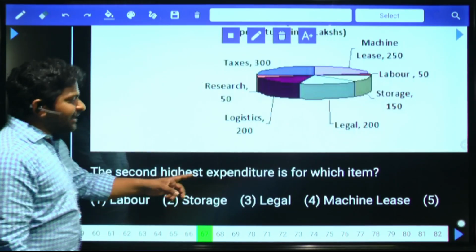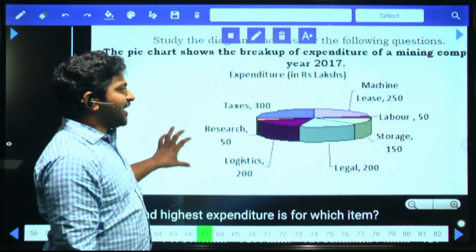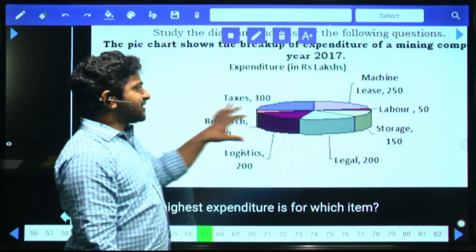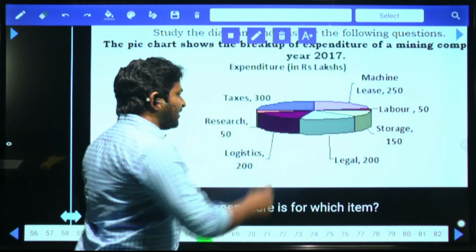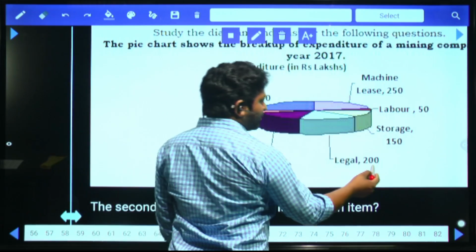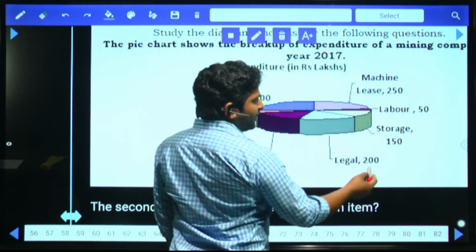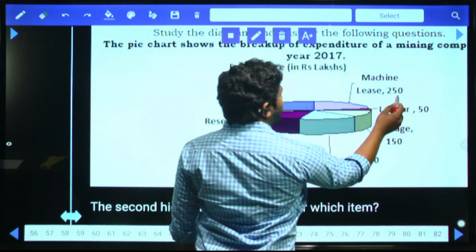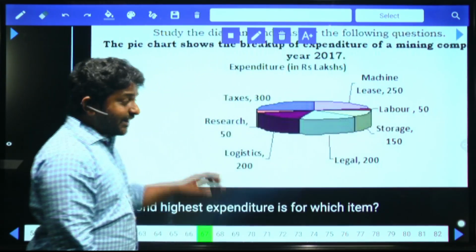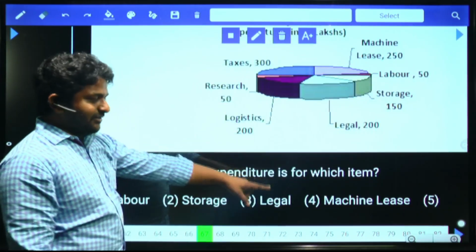The second highest expenditure is for which item? Second highest expenditure. First highest is taxes 300. 300 తర్వాత next highest number ఏముందో చూడండి. ఇక్కడ 200, 200. And then we have 250. Machine lease is 250. That is second highest. Machine lease, fourth option answer.